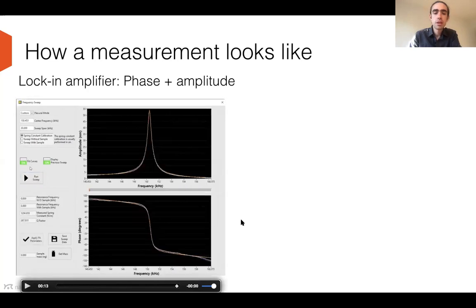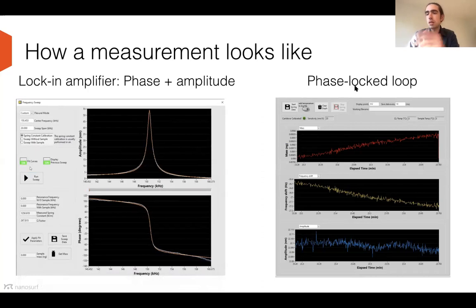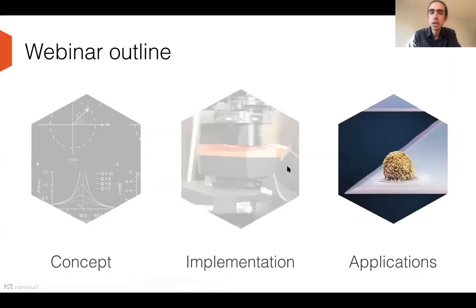And then if you want to go further and look at how the mass is developing over time, what you can just do is the phase-locked loop that is seeing how the phase is changing over time around this 90-degree value. And then you can see how the mass is developing. Now, this is the implementation and the concept. Now, let's go to the applications of it.